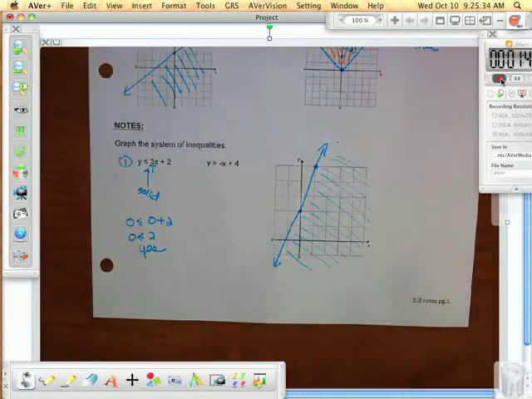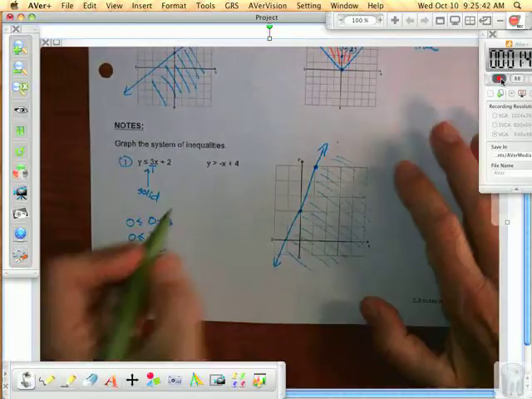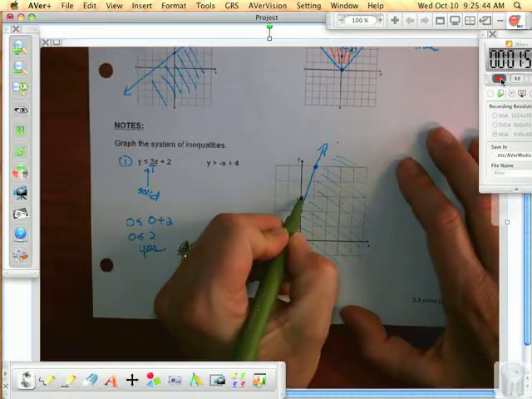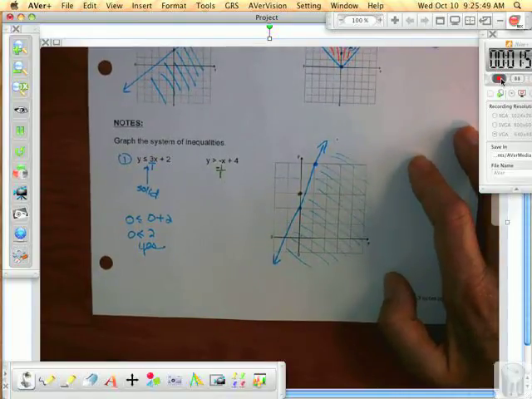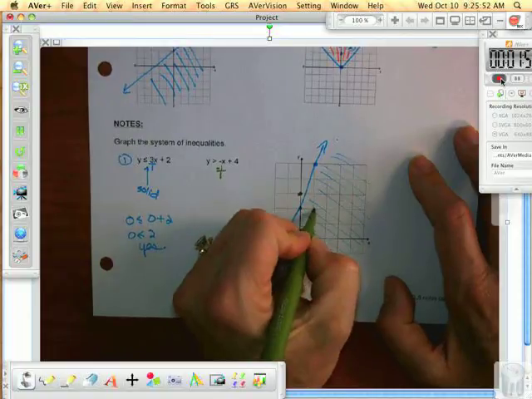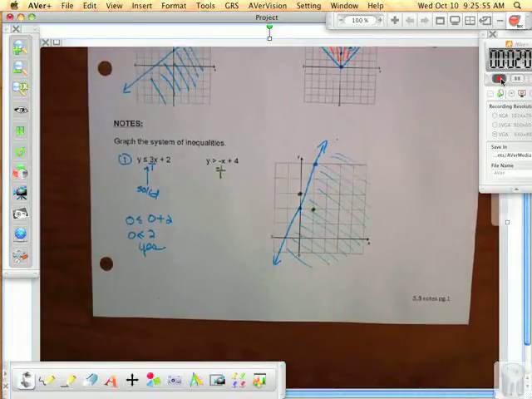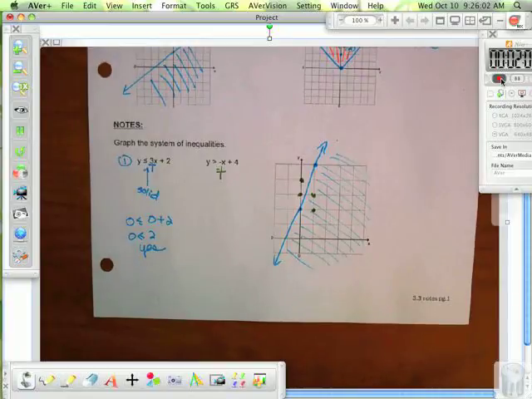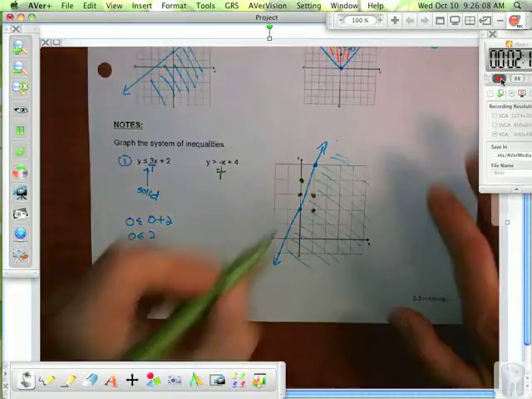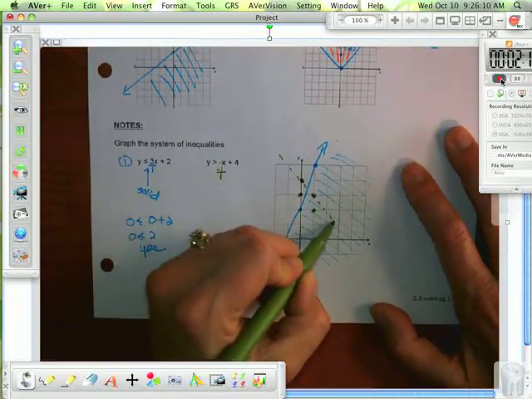Now do the other one with a different color. You don't have to, but it's kind of fun. So here, we start at 4, and then our slope is -1 over 1. That's our slope. So we go down 1 over 1. As I said, we start at 4, and we go down 1 over 1. Okay? And then, is it a solid line or a dashed line? Dashed. Connect it with a dashed line.